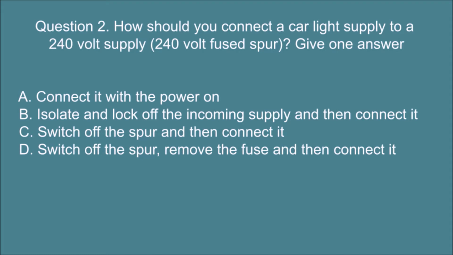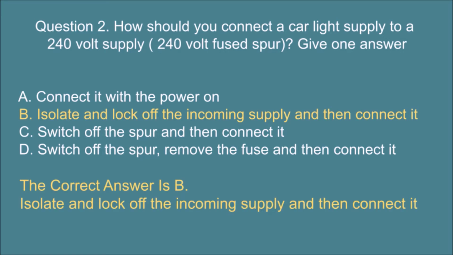Question 2. How should you connect a car light supply to a 240 volt fused spur? Give one answer. A. Connect it with the power on. B. Isolate and lock off the incoming supply and then connect it. C. Switch off the spur and then connect it. D. Switch off the spur, remove the fuse and then connect it. The correct answer is B. Isolate and lock off the incoming supply and then connect it.